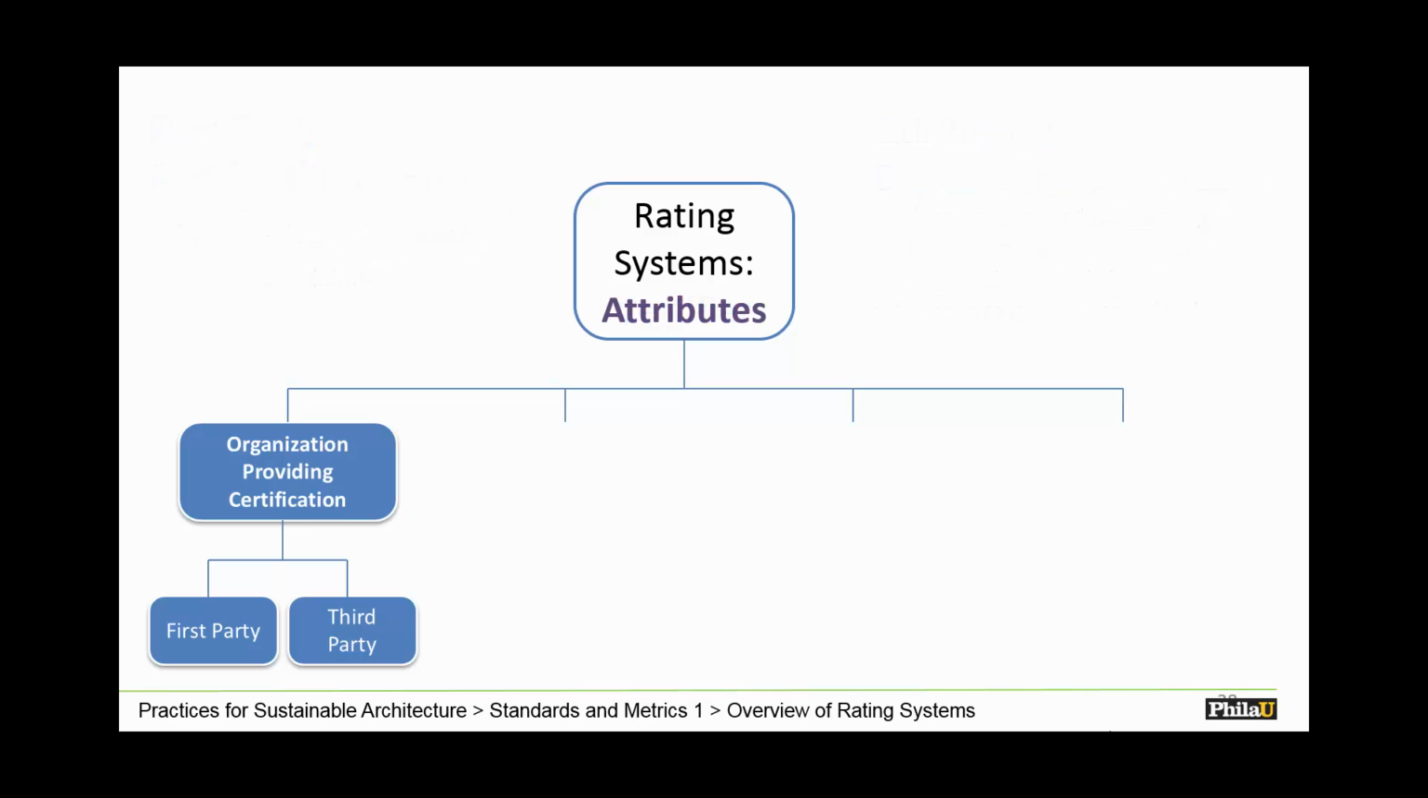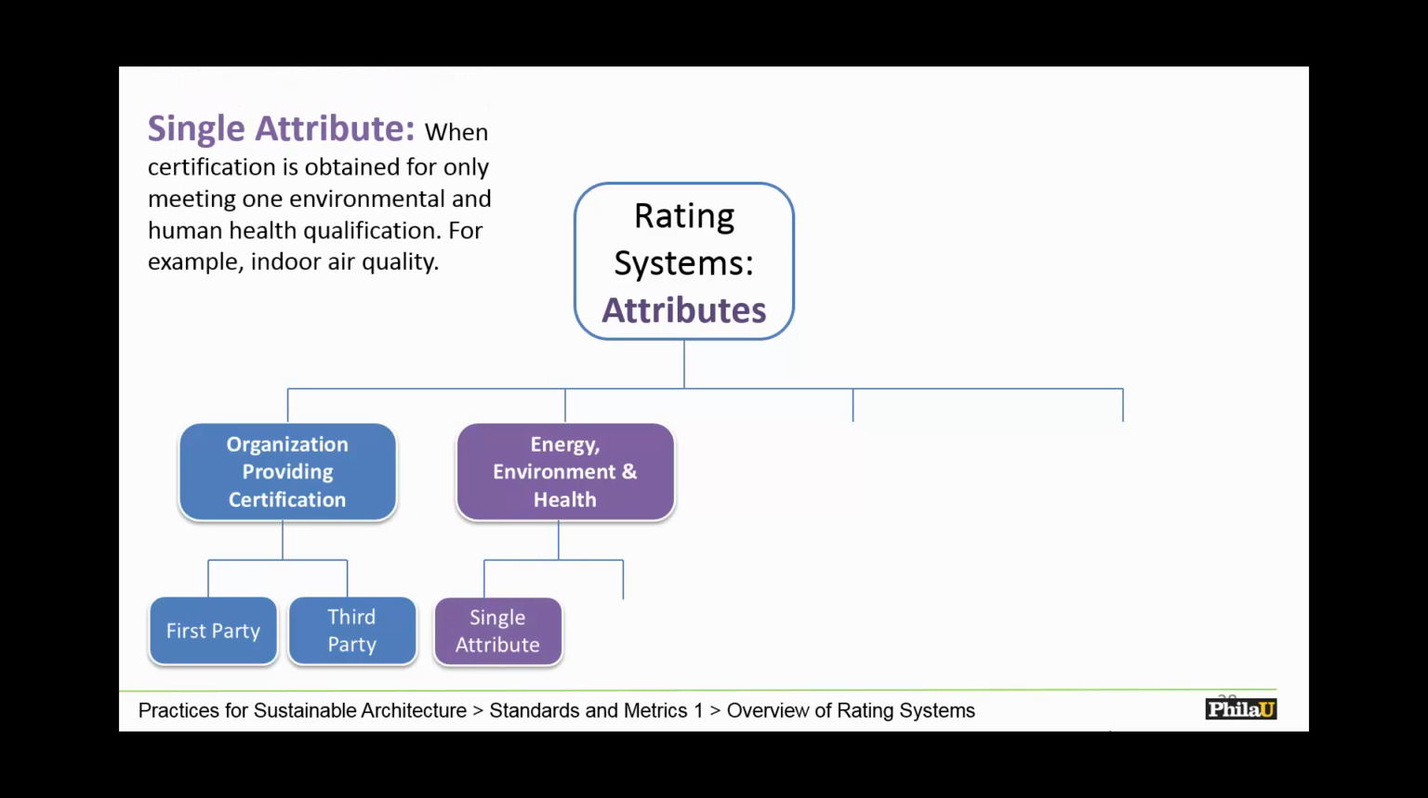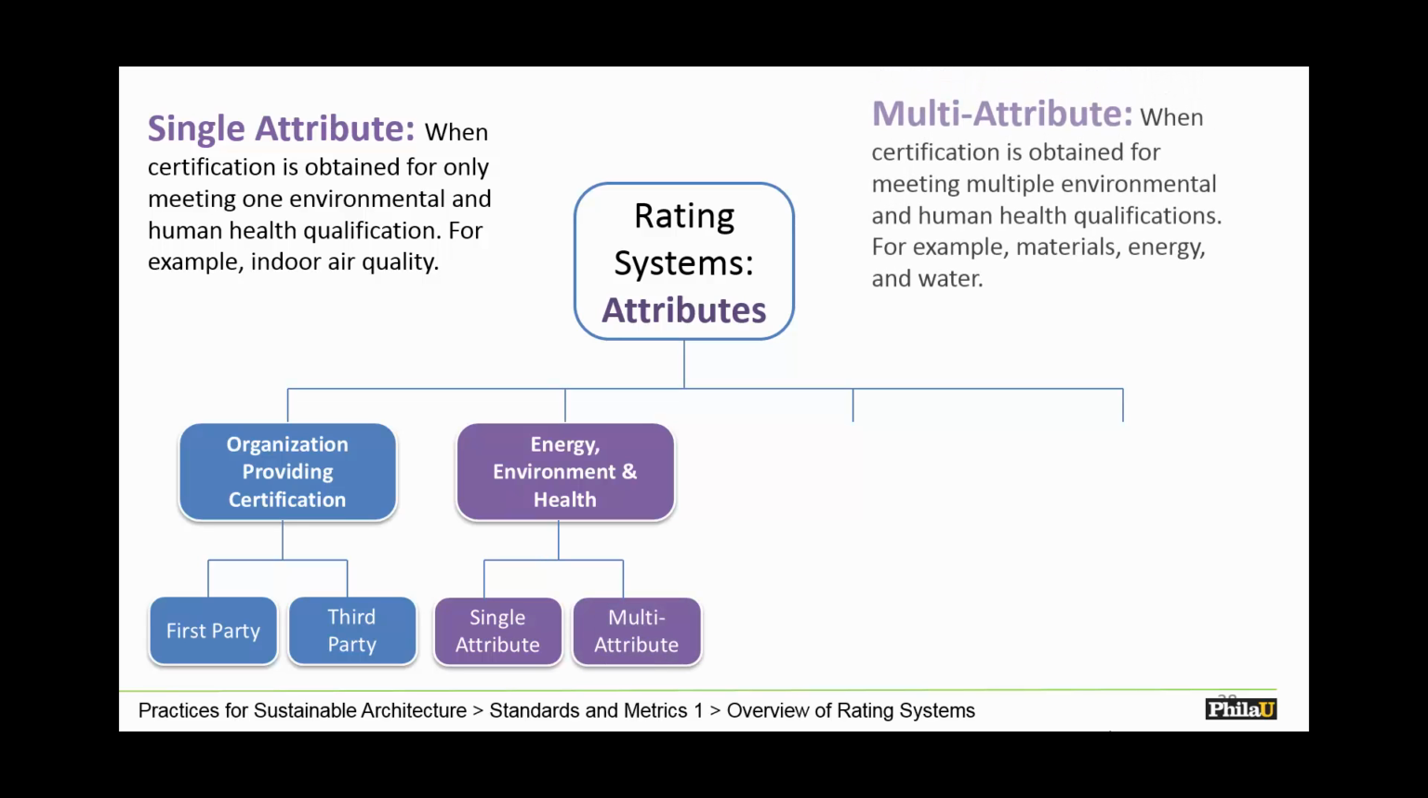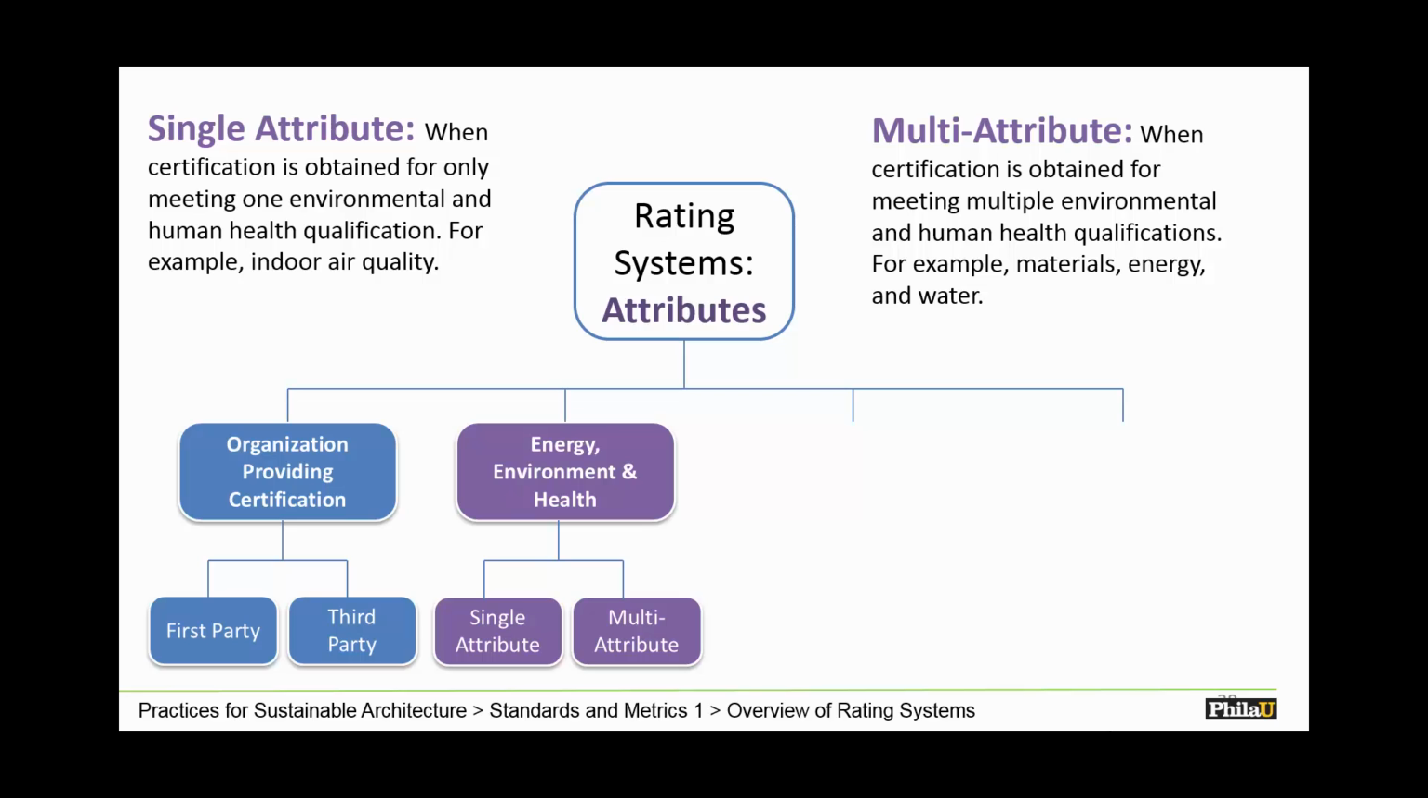Now, rating systems also have something called attributes, and attributes are really environmental, energy, and different aspects of what they're measuring and how they're going to certify those. And those can be understood as single attribute systems where they're just looking at one thing like air quality. Or a multi-attribute system like, say, the LEED rating systems, for example, will look at air, water, energy, etc.